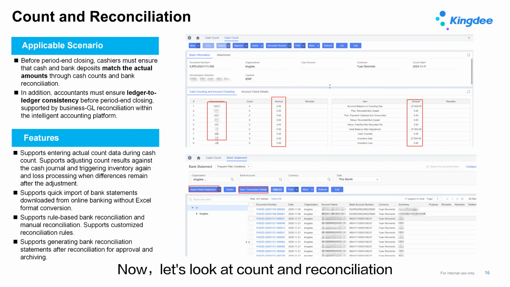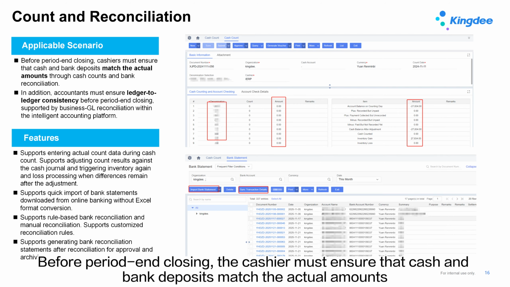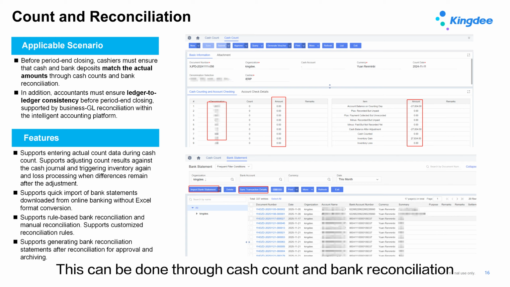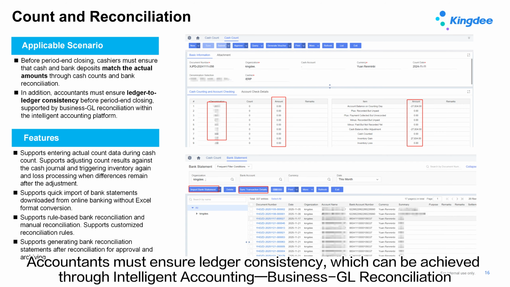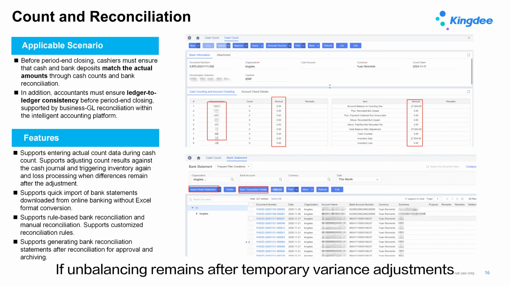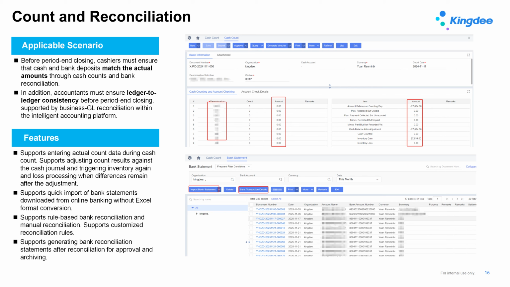Now, let's look at count and reconciliation. Before period end closing, the cashier must ensure that cash and bank deposits match the actual amounts. This can be done through cash count and bank reconciliation. Accountants must ensure ledger consistency, which can be achieved through Intelligent Accounting Business GL reconciliation. Cash count supports entry of actual count data. If unbalancing remains after temporary variance adjustments, the system allows inventory gain and loss processing.